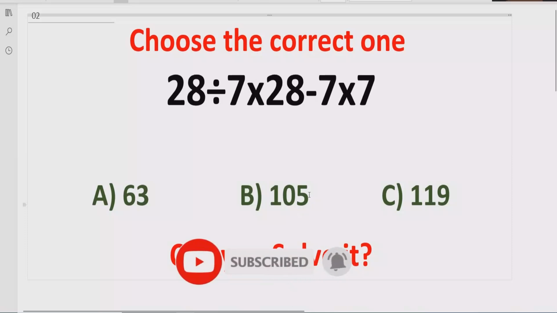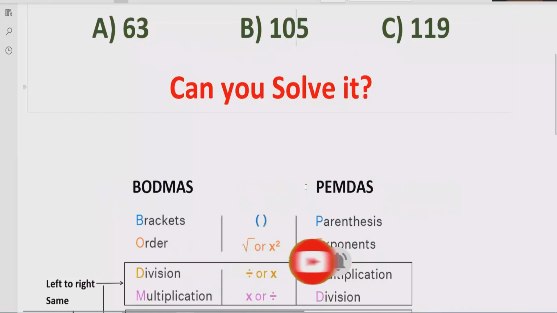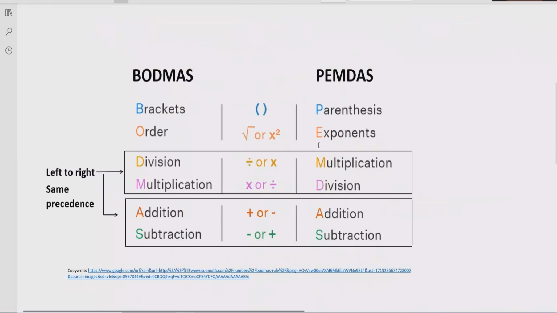Now, just recall the rules which we can apply to solve any given expression. We have two rules, BODMAS and PEMDAS. These rules apply to solving any arithmetic expression, and the rule says if your expression contains any bracket or parenthesis, you have to solve that part first.